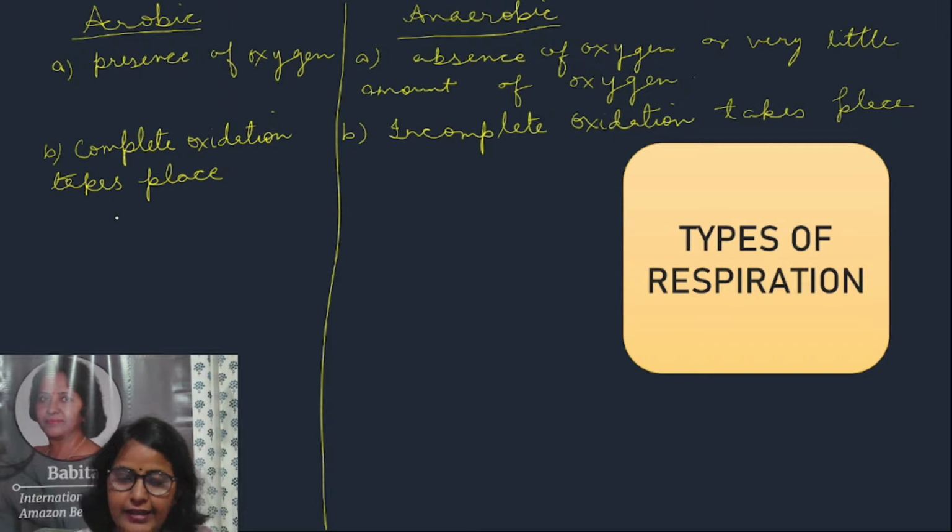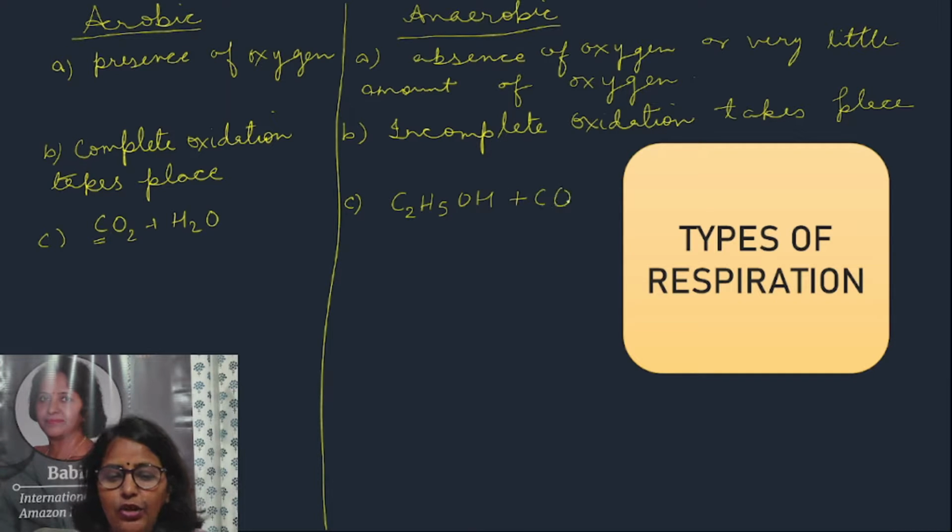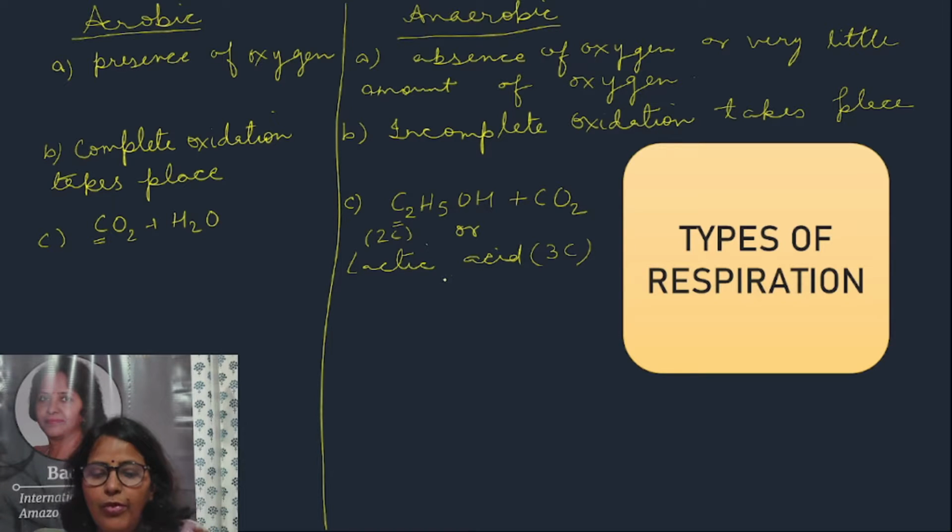So what are the end products? The third difference is the end product here will be CO2 plus H2O. This is a 1 carbon compound; glucose has been converted to CO2. In the anaerobic case, if it is in absence of oxygen, glucose is converted to ethyl alcohol, and we have some molecules of CO2 also. Or in presence of less amount of oxygen, it is converted into lactic acid. Ethyl alcohol is a 2 carbon compound and lactic acid is a 3 carbon compound. So no CO2 is released in this case. This process is also known as fermentation.